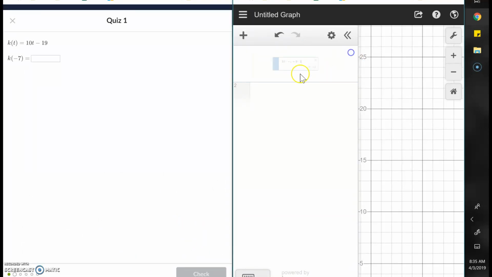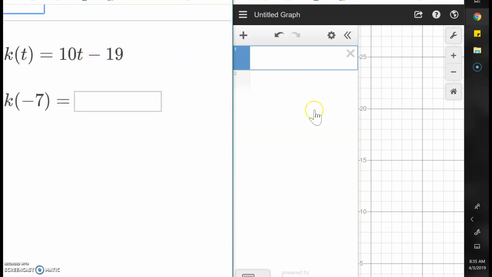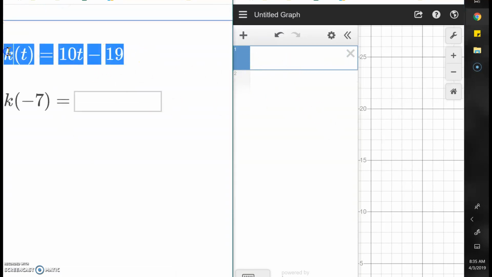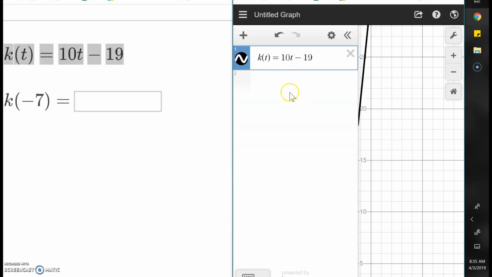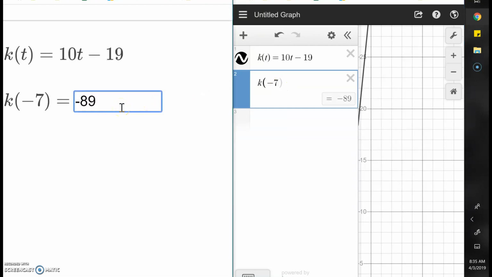Toughest question on the quiz for sure. Alright, here, super easy. I just type it in. Maybe I'll be able to copy and paste it. Looks like copy and paste works. And k of -7, -89. Super easy.